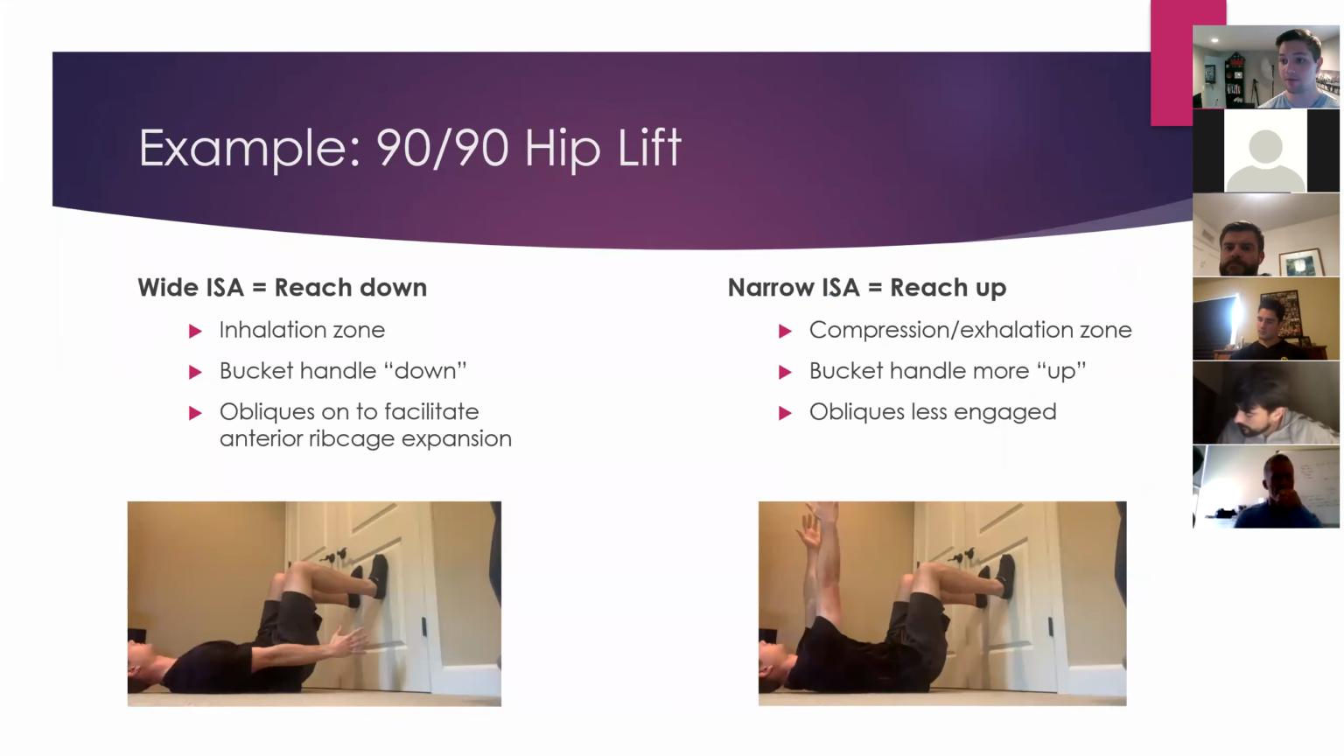So going back to that very basic example, a wide infrasternal angle individual in a 90-90 hip lift would probably benefit from reaching down. Why? Because that's in more of that inhalation zone. The bucket handle is going to be down more so, and you're going to allow the obliques to kick on more here in this position, because that downward reach helps facilitate that ribs down. For a narrow ISA, I'd have them reach up, and we'll get into why that reach is good for getting expansion anteriorly in a couple of weeks. But for now, hopefully you guys just looking at the Lemhardt model, you can kind of understand why they would probably want to reach in this position, assuming no secondary compensations.